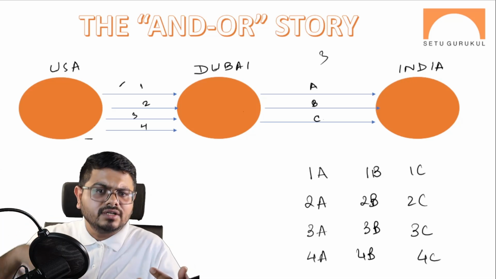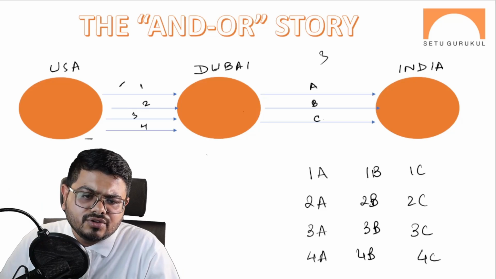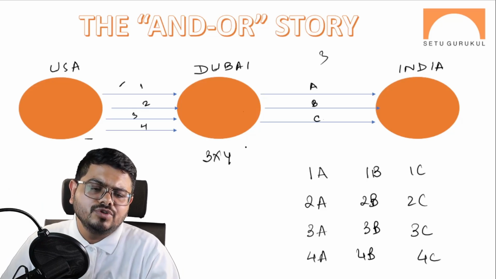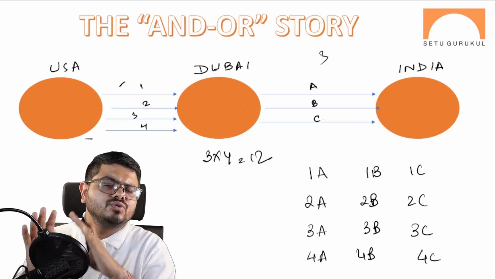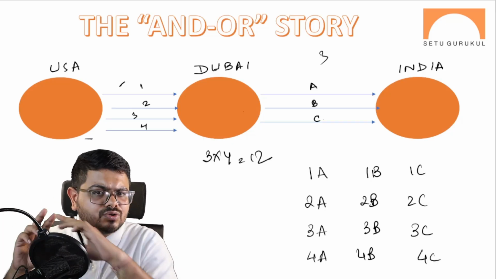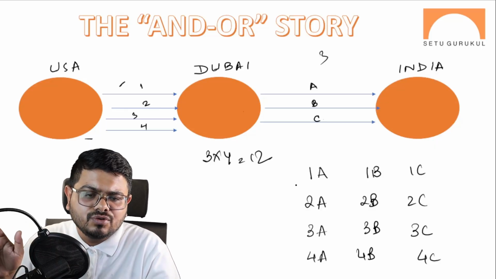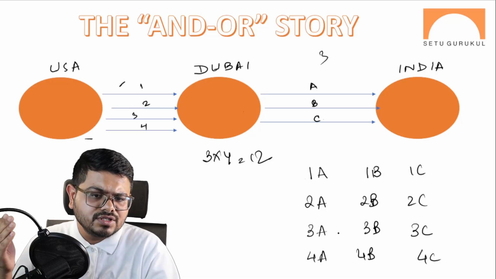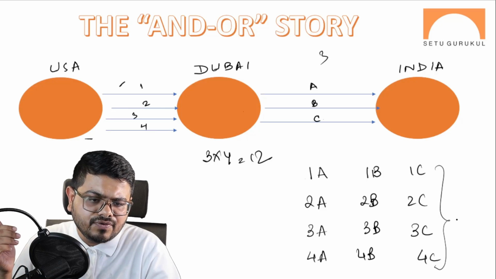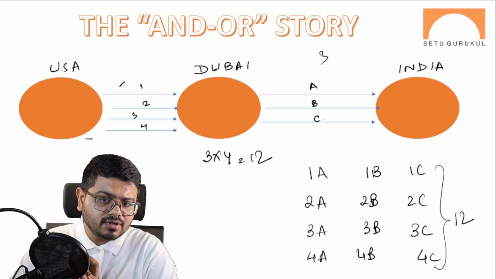So altogether, four options of task A would have 3 into 4, which is 12 total options, or 12 total pathways to complete this entire task. And if you just go by the discrete counting, you can even notice here that 1A, 1B, 1C, and so forth, there in fact are just 12 options to complete the task.